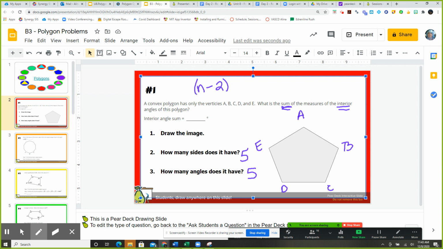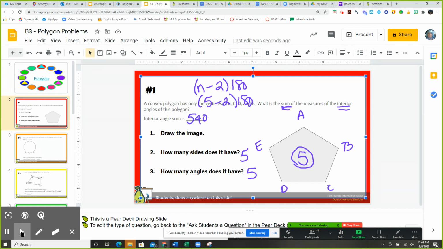360 divided by 5 would give me the exterior angle, and I want the interior angle. So can I do n minus 2 times 180? Yeah. Okay, and what's my n? What does that represent? The number of sides. So in the calculator, we're going to do 5 minus 2 times 180. And what do you get when you do that? 540. Perfect. Any questions on that?